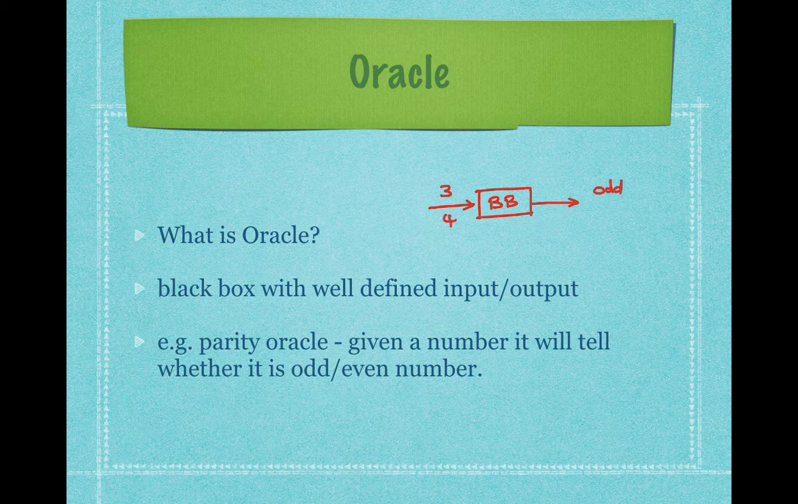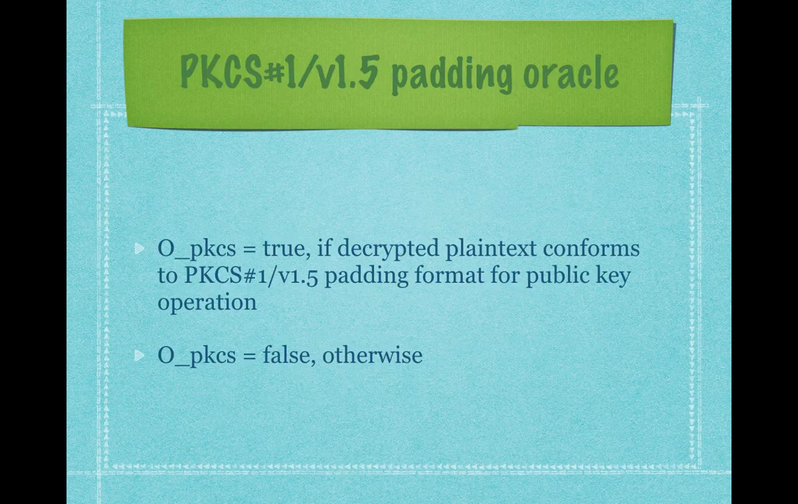If you give 4, it will say you have given an even number. So you only have access to the input and you have access to the output. That is what we mean by oracle in cryptography. It's a black box with well-defined input and output. You have no idea of how this black box works. There are various kinds of oracle that cryptanalysts use to break things.